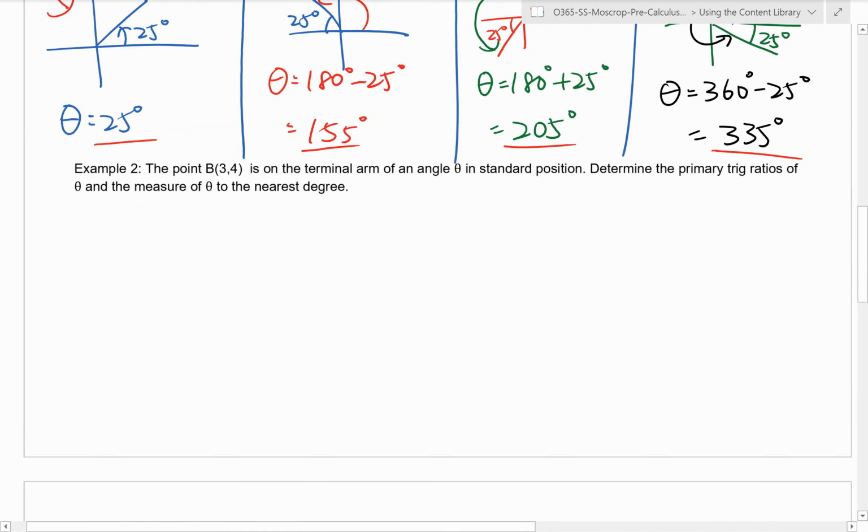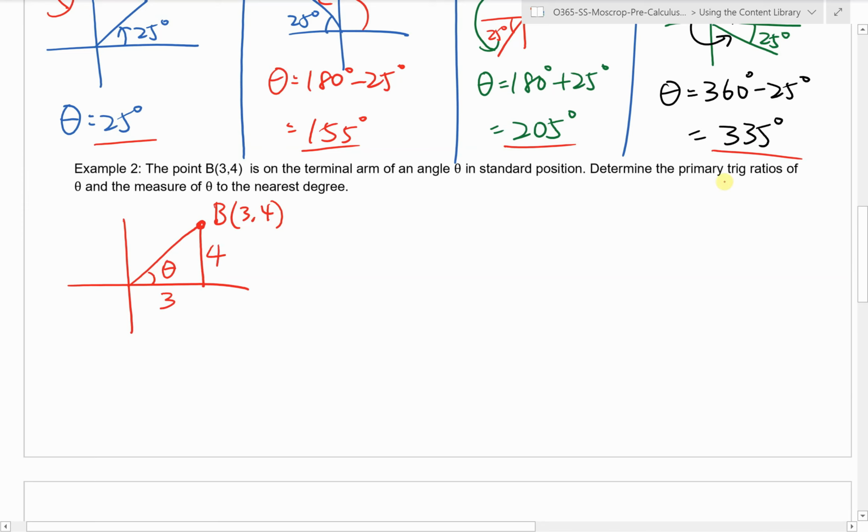Let's look at the second example. It says the point B(3, 4) is on the terminal arm of an angle theta in standard position. Determine the primary trig ratios of theta and the measure of theta to the nearest degree. Okay, so this is actually from what we did last lesson, because (3, 4) is somewhere here. So this is B(3, 4). That means the x value is 3, the height is 4, and here's the angle theta, okay.